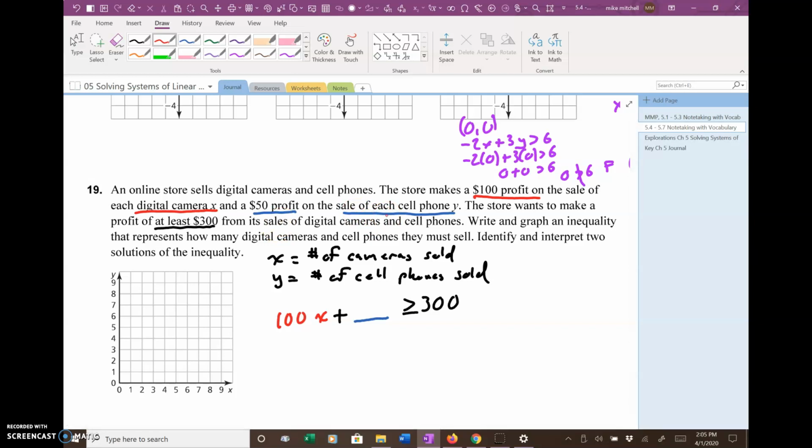Use your awesome skills to complete the graph over here. Shade it in. Remember, you want more money. More money. That should help the shading.